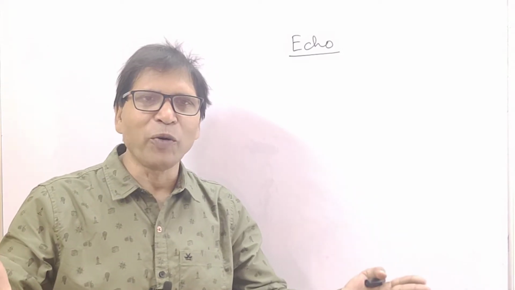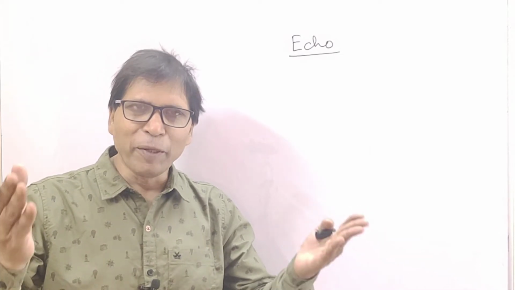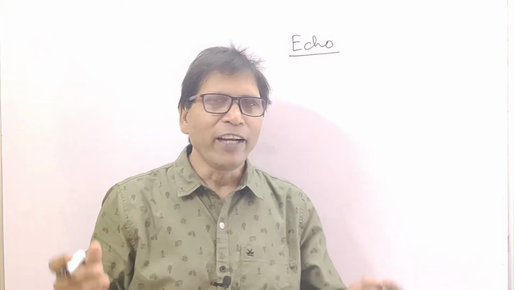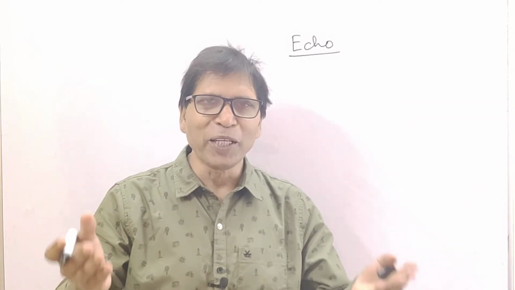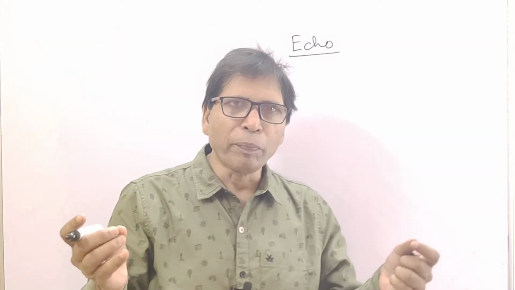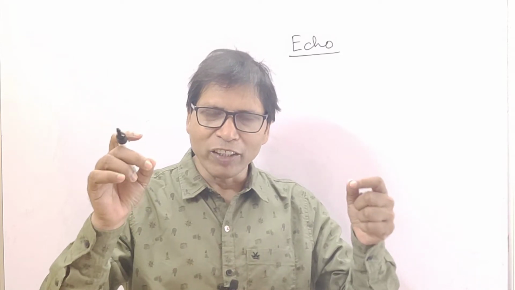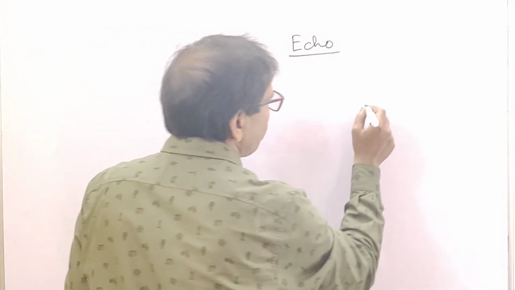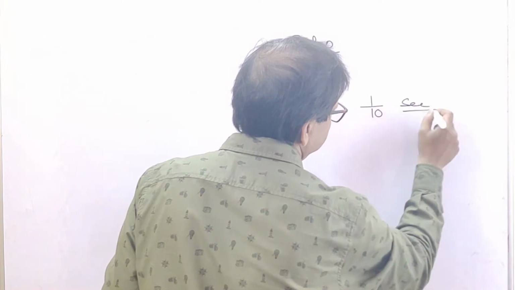Now the most important phenomenon, echo. If reflected sound is heard separately from original sound, then reflected sound is called echo of the original sound. Now to calculate the minimum distance of hearing echo, we have to define the term persistence of hearing. A sound persists in our brain for 1/10 second. This is known as the persistence of hearing. So persistence of hearing of human being is 1/10 second.